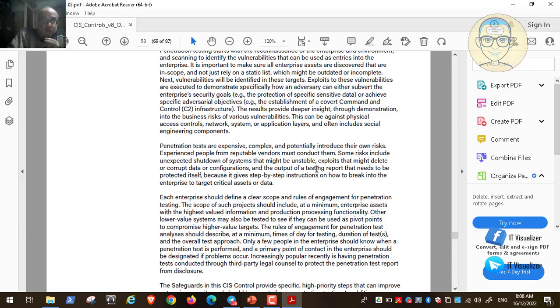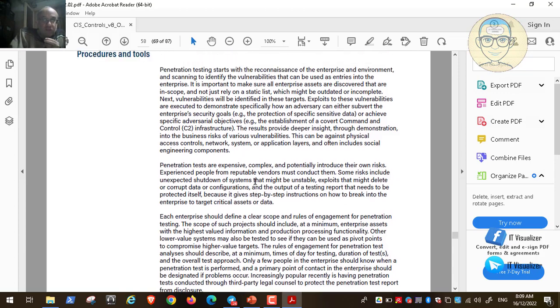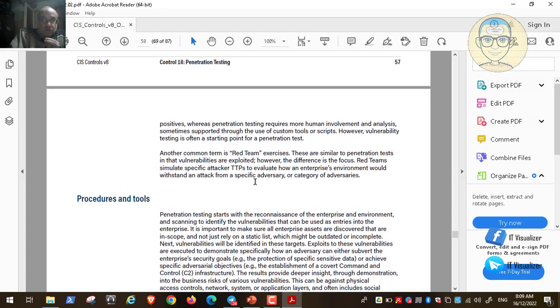So the testing report itself should be encrypted, not kept in clear text, because it gives step-by-step instructions on how to break into the enterprise to target critical assets or data. So this is one thing we should also take into consideration.